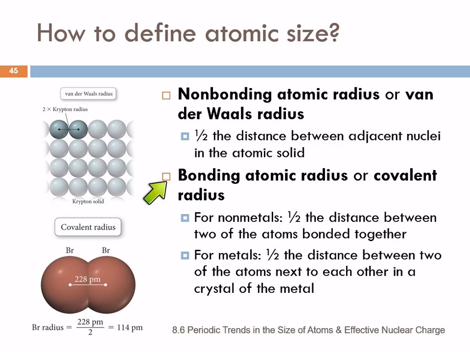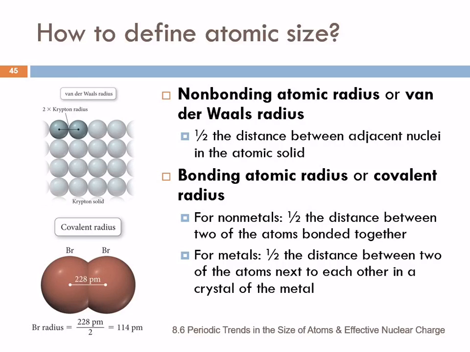We can also look at the bonding atomic radius, also known as the covalent radius. For nonmetals, that's going to be half the distance between two of the atoms that are bonded together. So bromine, we know, forms a diatomic molecule. So we're going to look at the distance between one bromine nucleus and another bromine nucleus in the molecule, and cut it in half and call that the atomic radius. Can you see that these might be a little different, right?